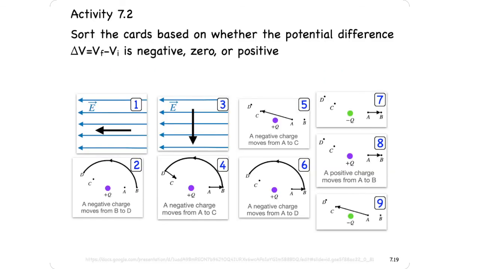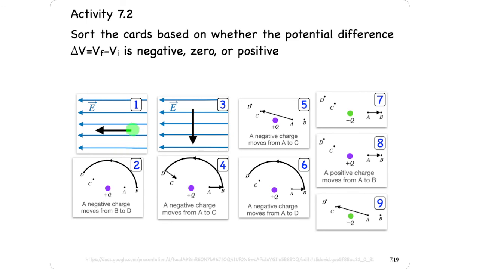So I'd like you to work with your groups to try to categorize these 9 different scenarios, which I'll describe in a little bit of detail here in a second, as having a change in potential energy that's either negative, 0, or positive. Okay, so for situations 1 and 3 here, we've got electric field lines that point to the left, and we've got a path.